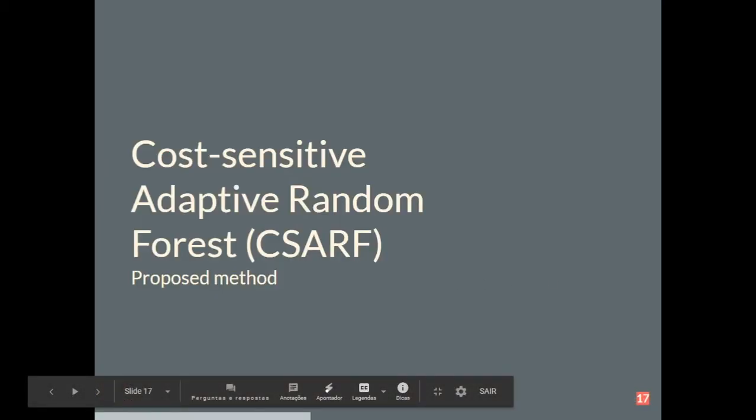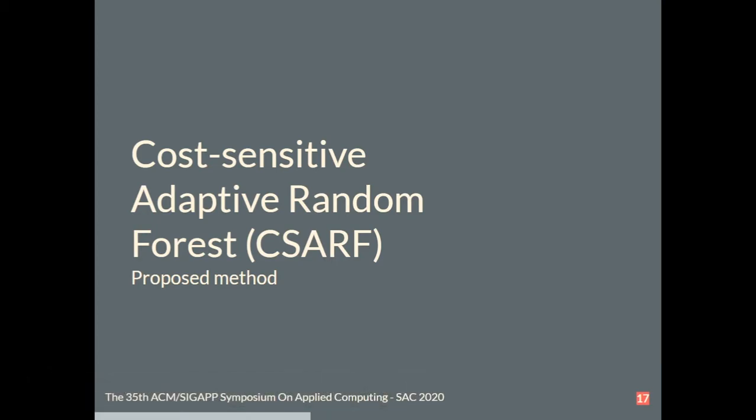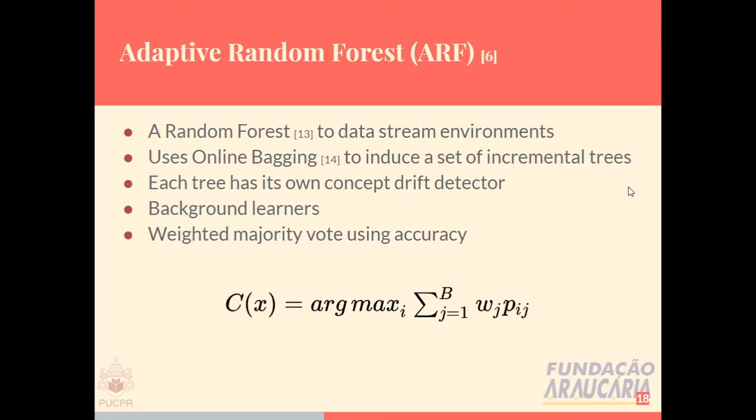Well, to understand how CSARF works, we first have to understand how ARFRE works. ARFRE, the adaptive random forest, is an algorithm proposed for data stream environments which uses the main features present in the popular random forest. ARFRE induces a set of incremental decision trees using online bagging and a limited and randomly selected number of features per tree. Each tree has an individual drift detector, and this is used to handle concept drift.